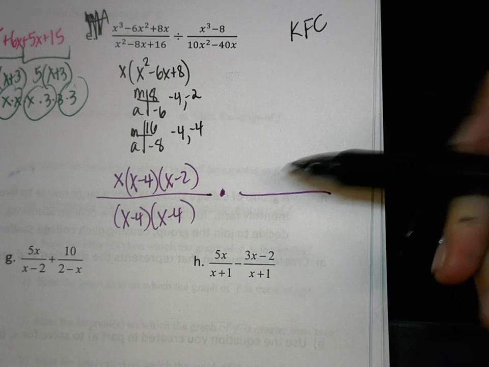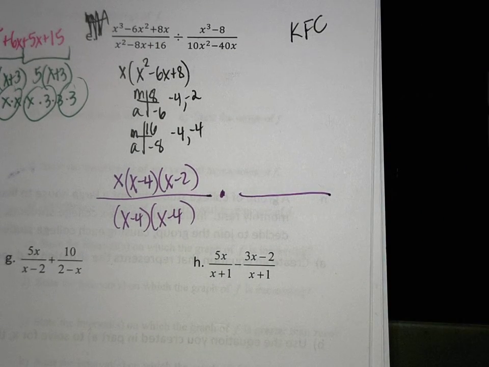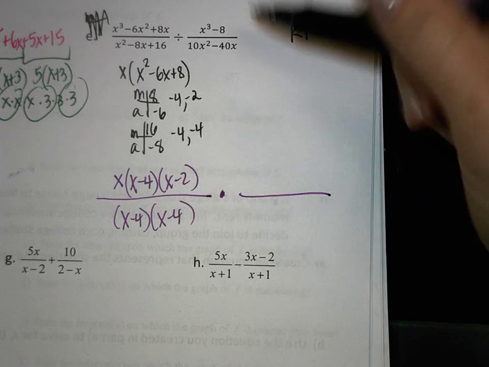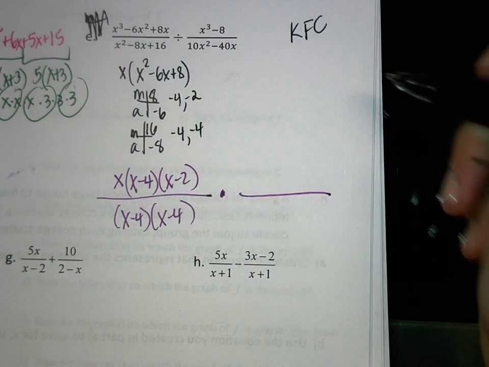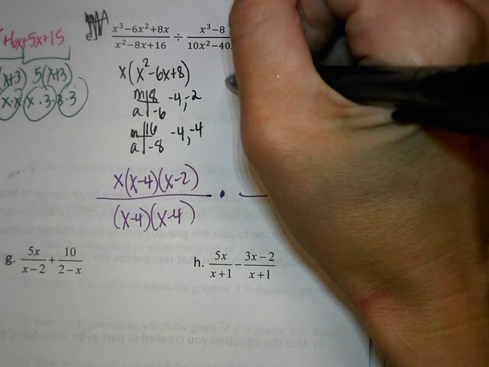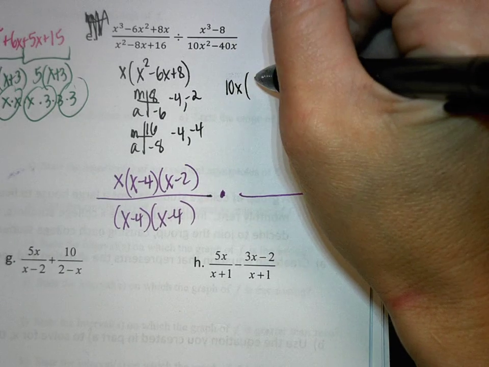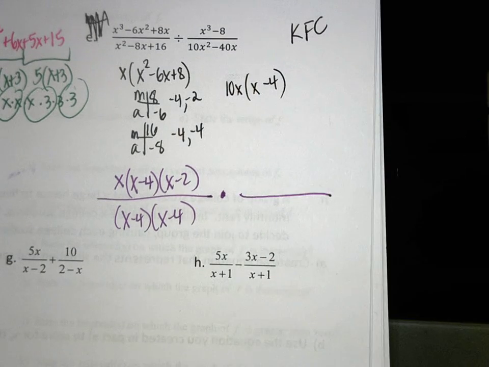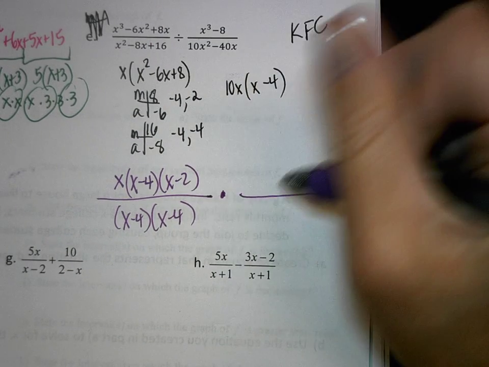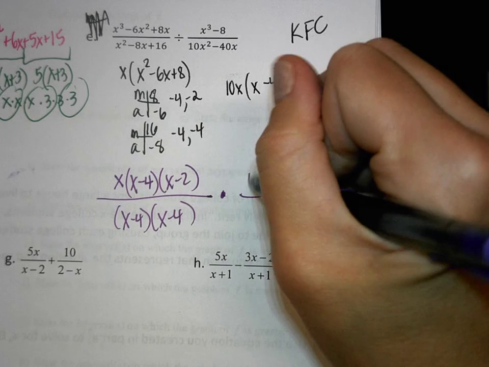What is going to go on the top, though, from over here? Good, your GCF, your 10x squared one. And can I take out a GCF there? Which is 10x, and I'm left with, can that factor further? No, so I'm going to write that where? Top or bottom? Good.